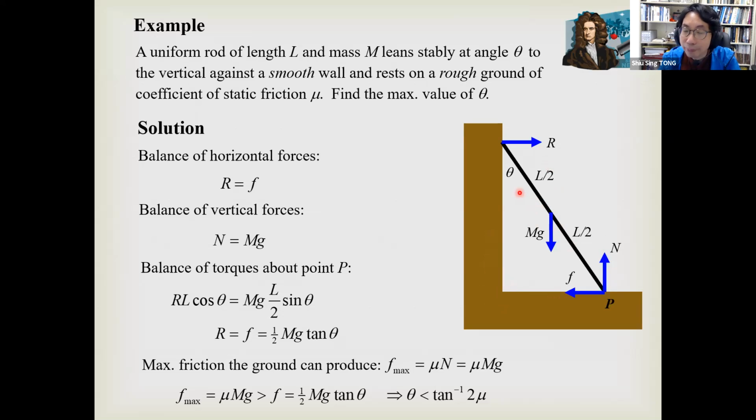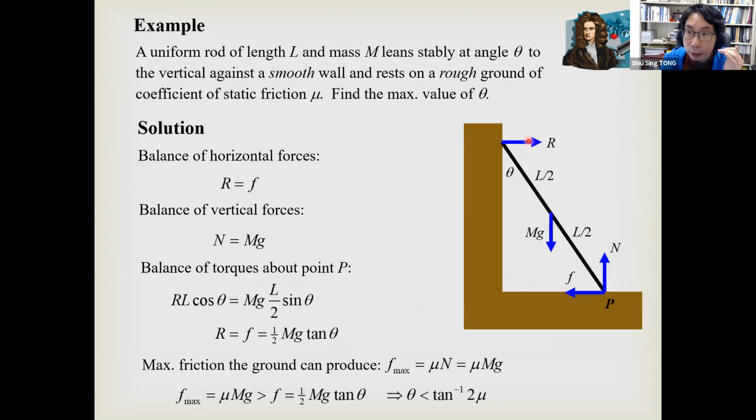We want to find the maximum angle theta at which the leaning is stable. And we are given that the coefficient of friction between the rod and the ground is mu. So we are given this parameter, and we want to find the largest value of theta for which the leaning is stable. Now we look at this force diagram.